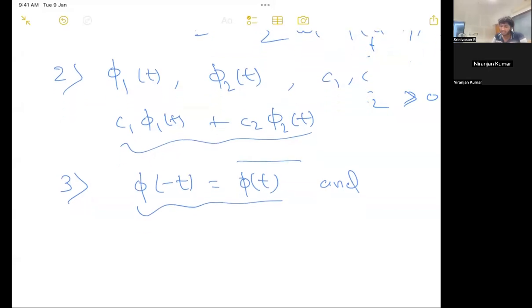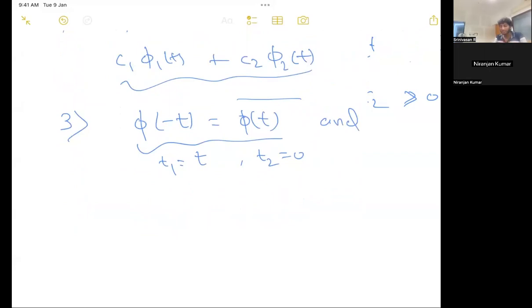This is just taking 2 points, where we take the first point as t and the second point as 0. This matrix is Hermitian, so this gives you this condition. For the second one, we again take the same points and we construct this. This is the matrix we need to consider: phi of t, phi of negative t, but phi of negative t is phi of t bar.